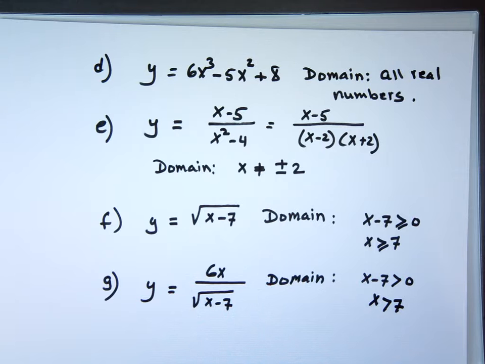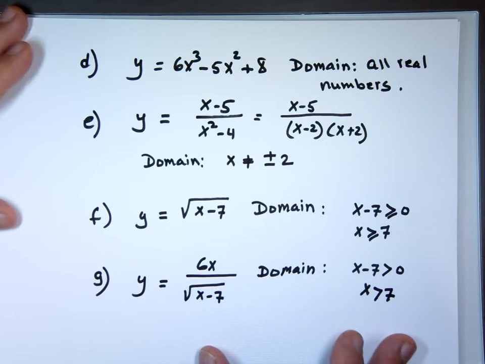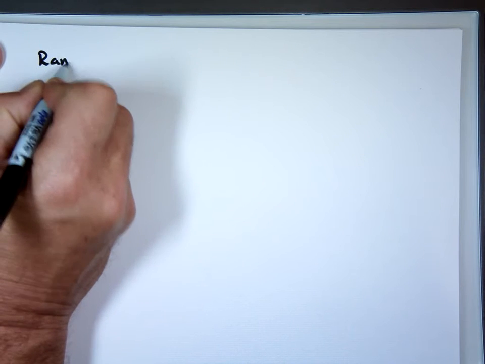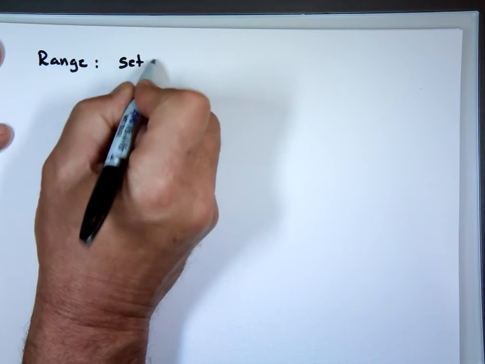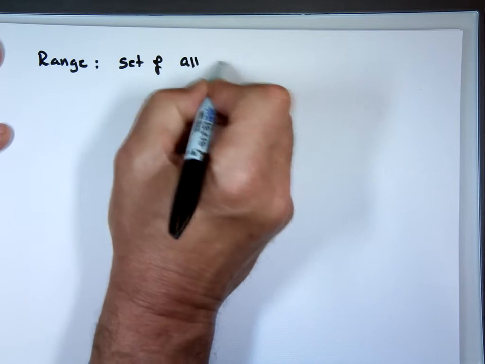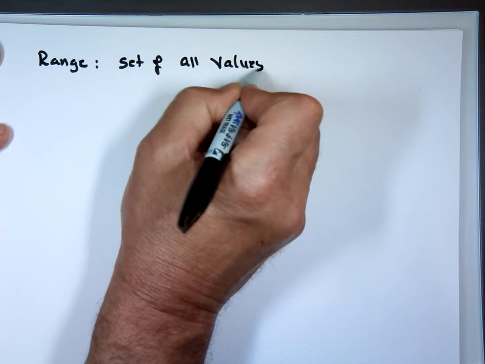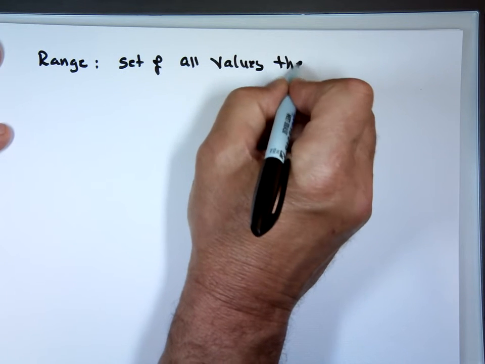So that's how we find the domain. Well, how do we find the range? The range is not really that easy. Sometimes you have to graph to see it. Because if you don't have a picture in front of you, it's tough to find what the y value is. So the domain is the values for the independent variable. The range is the set of all values that the dependent variable can have.